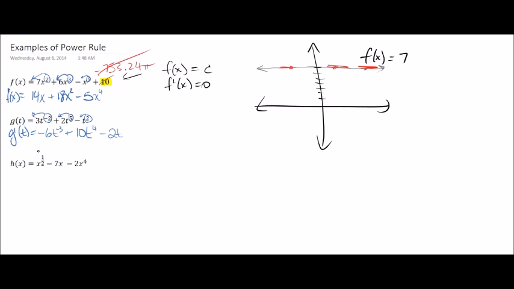And we got one more on this page, and then we're going to have a couple that are a little bit more difficult. Here I've got x to the 1/2 minus 7x minus 2x to the 4th.